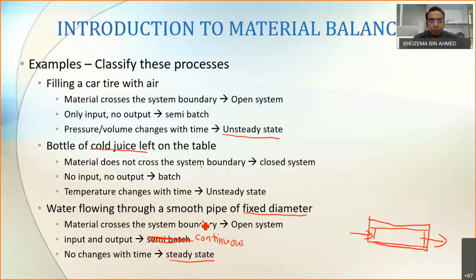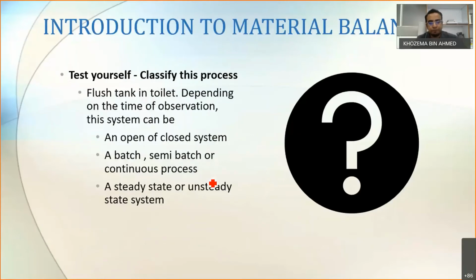Okay, so one more for you to ponder. I'm not going to give you an answer. This is something for you to decide on your own. I've given you a flush tank in a toilet. Depending on the time of the observation, the system can be an open or closed system, a batch, semi-batch, or a continuous process, a steady state, or an unsteady state system. So try to come up with a situation where, let's say this is your flush, this is your pipe going to your toilet, and this is a pipe filling up the flush.